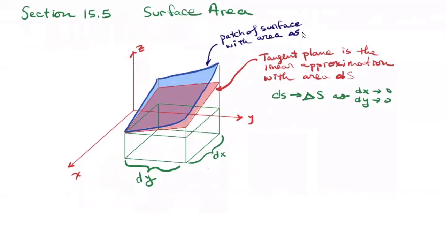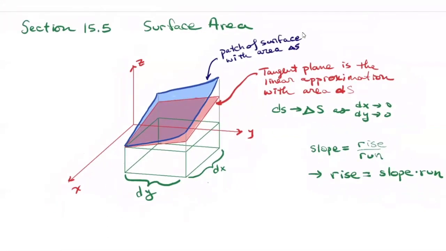Okay, so remember that slope is rise over run. It's very common to use the rise as the slope times the run. So we need to quantify two rises on the tangent plane.